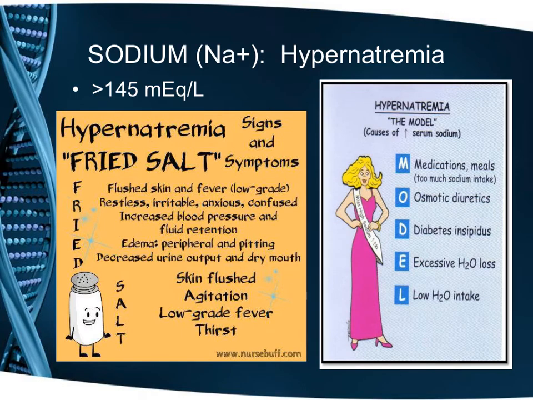The most important signs of hypernatremia will be neurologic because of the effects of fluid shifts on brain cells. Signs and symptoms of hypernatremia can include thirst, elevated body temperature, swollen tongue, dry and sticky mucous membranes, disorientation, and neuromuscular irritability. To help you remember some common signs and symptoms of hypernatremia, think of the word SALT. Skin flushed, agitation, low-grade fever, and thirst.